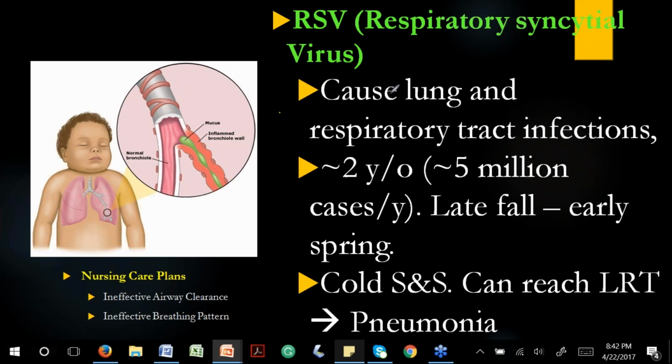And I put here some nursing care plans. So it's about ineffective airway clearance or ineffective breathing pattern. So that is mostly what happens in respiratory diseases or infections. So for RSV, we are going to use antivirals. The next slide.